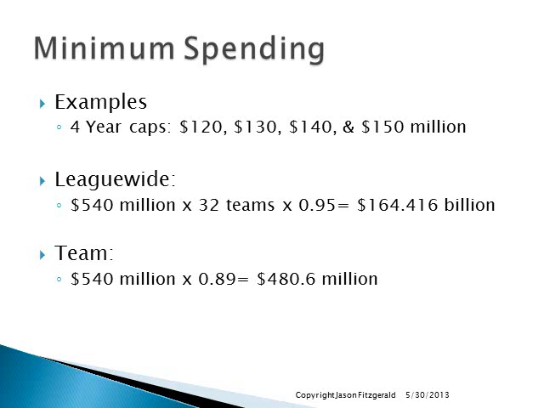So here's a quick example. I think this is actually one that is in the CBA itself, but let's say the salary caps from 2013 through 2016 are 120, 130, 140, and 150 million dollars. We can calculate the two totals on a league-wide basis. That's 540 million times 32 teams times 95%. Over the 4-year period, the league must spend in cash $164.416 billion on their players. On a team-wide basis, each team must spend at least $480.6 million on their rosters.